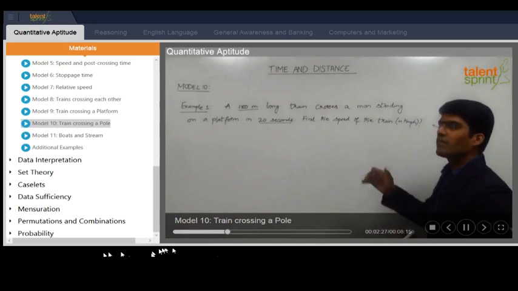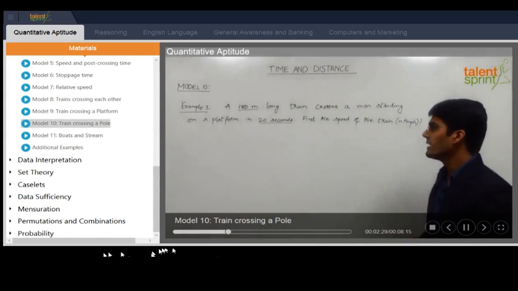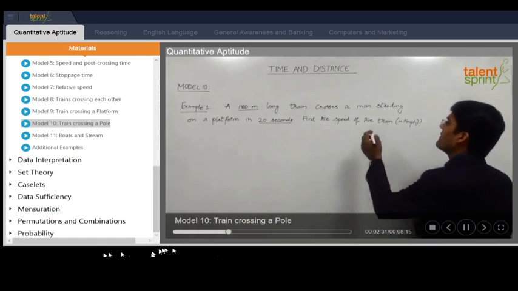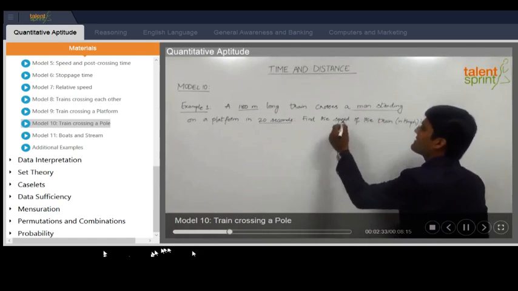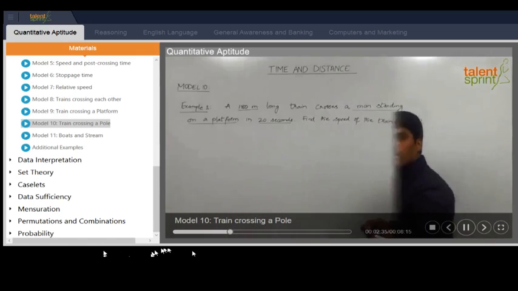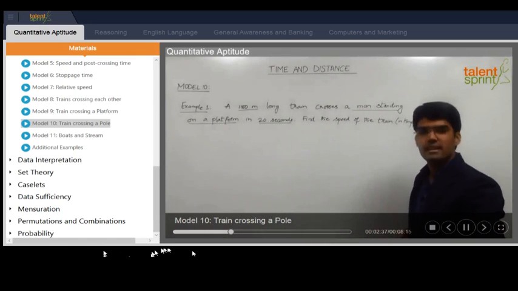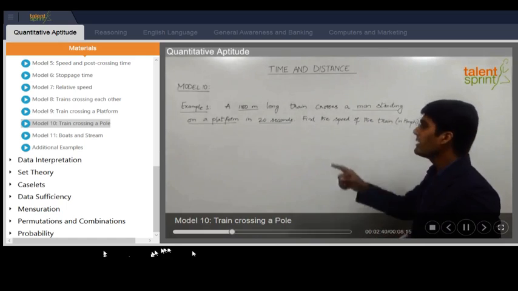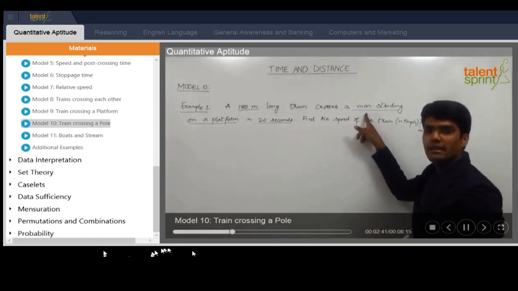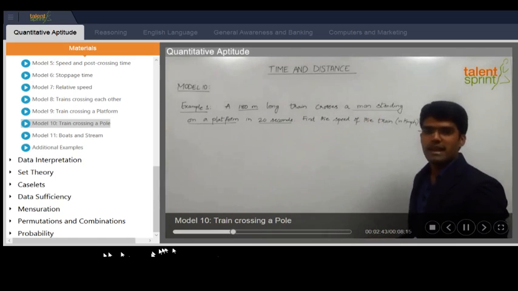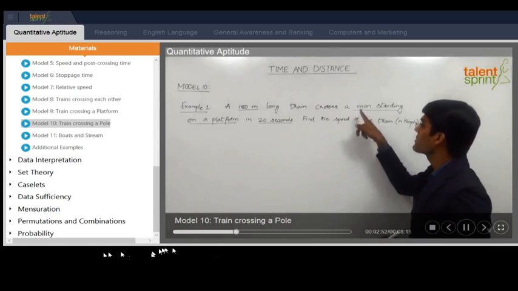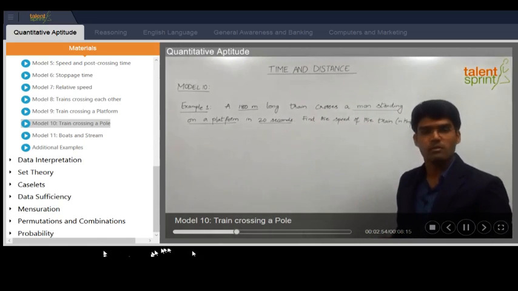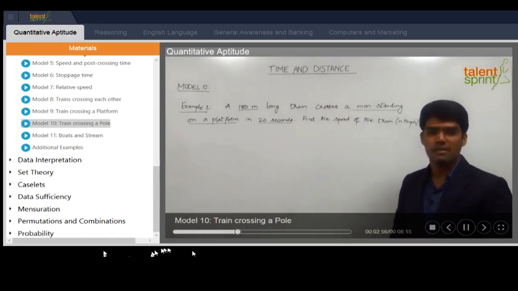Friends, before I solve this question, let me explain one point. Some students generally get confused when the question says man standing on the platform. The confusion they have is, where is the length of the platform? Remember, the train is crossing a man. It doesn't matter where the man is standing. He may be standing on the platform, or he may be standing on some other train, or he may be sitting inside some other train. In all the cases, the point is that the train is crossing a man but not the platform. So we need not worry about the length of the platform here.